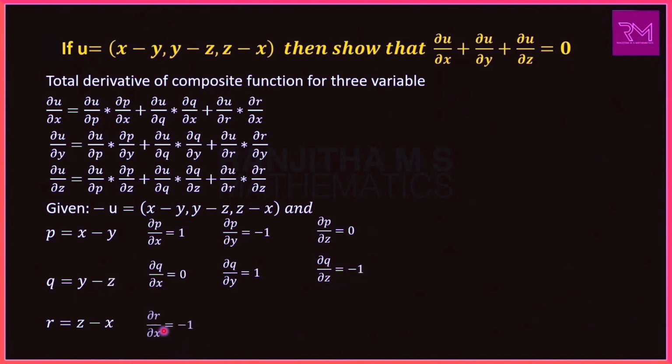Similarly, we have to find del r by del x value, that is here differentiation of constant is 0 minus differentiation of x is 1. Hence we get minus 1. Del r by del y value is 0 and del r by del z value is 1. After finding all these values, we have to substitute in the formula of total derivative of composite function value.